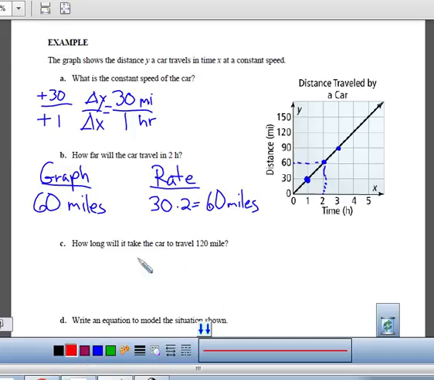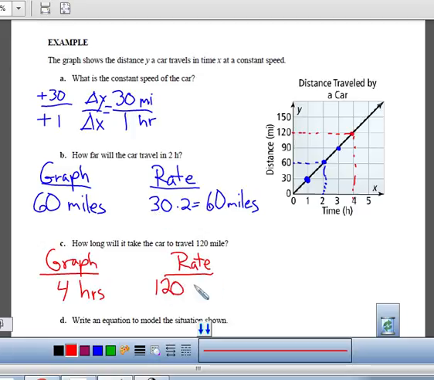Now for this one, if we're using the graph, we go to the distance of 120 and follow it over, and it's here, and then follow it down, and we have our answer of 4 hours. Don't forget your label. If we want to use the rate, well this time we're not going to multiply. We know our rate is 30 miles per hour. We know we have 120 miles. So we're going to use 120, and this time we'll divide by 30. And when we do that, we get 4 hours.